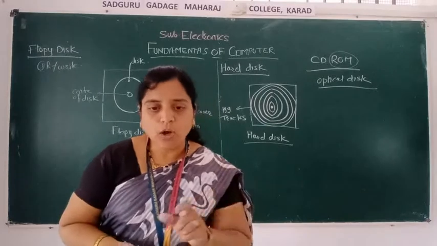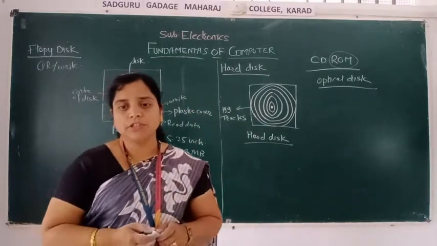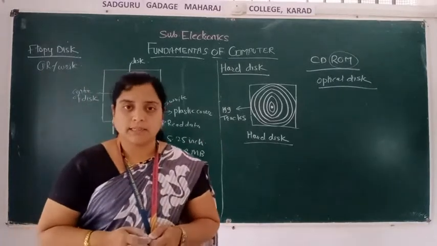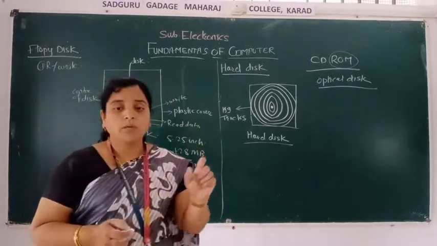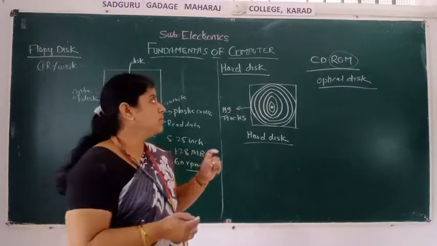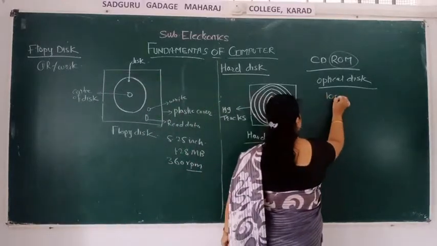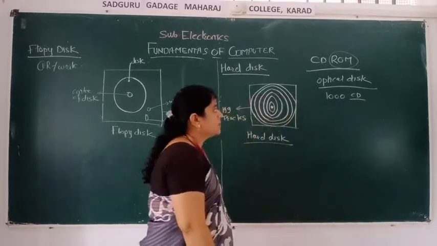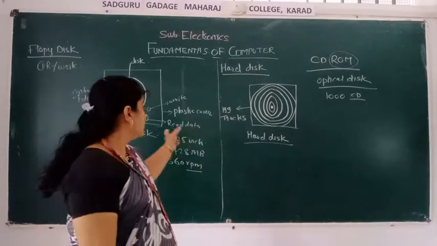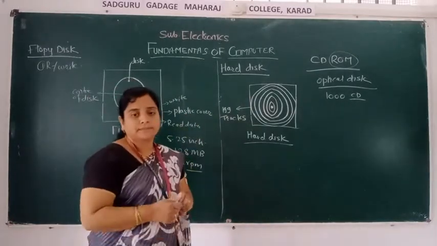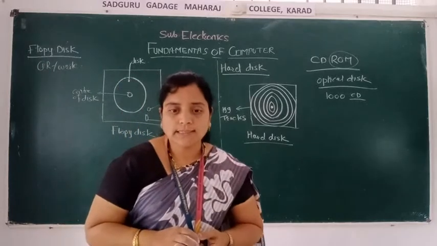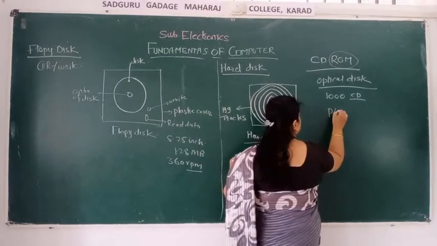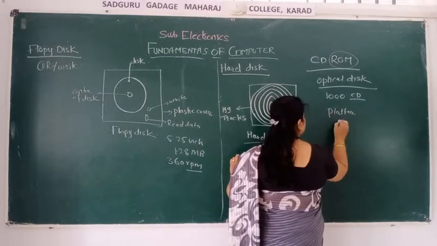So a single optical disk can store data which would require 1000 or more floppy disks. In the CD-ROM, more than 1000 floppy disks' worth of data is there. So it is a silver plastic disc, which is also called a platter. Platter means what? It is a silver plastic disc.